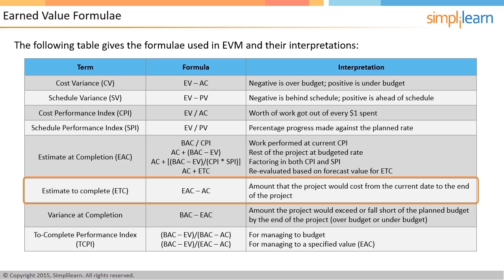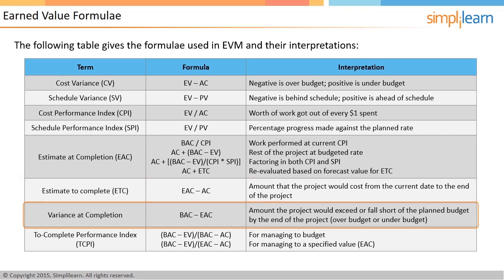This is calculated by subtracting the actual cost from the estimate at completion. In addition, variance at completion can be calculated by subtracting the estimate at completion from the budget at completion. Variance at completion is the cost estimation whether it is over or under budget.